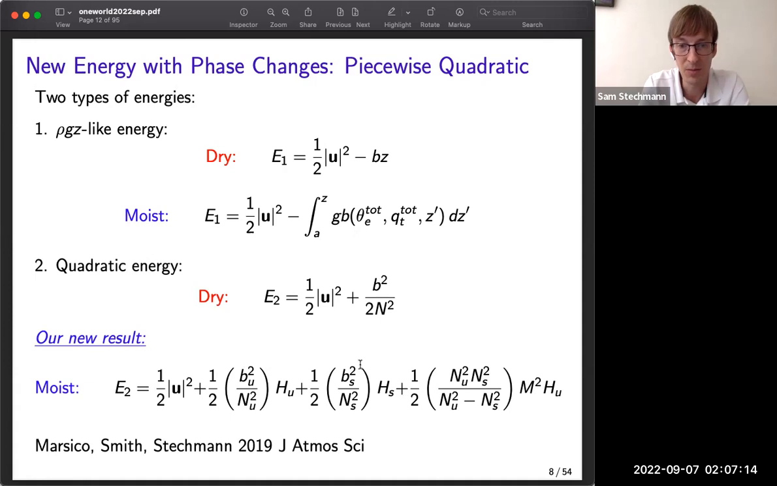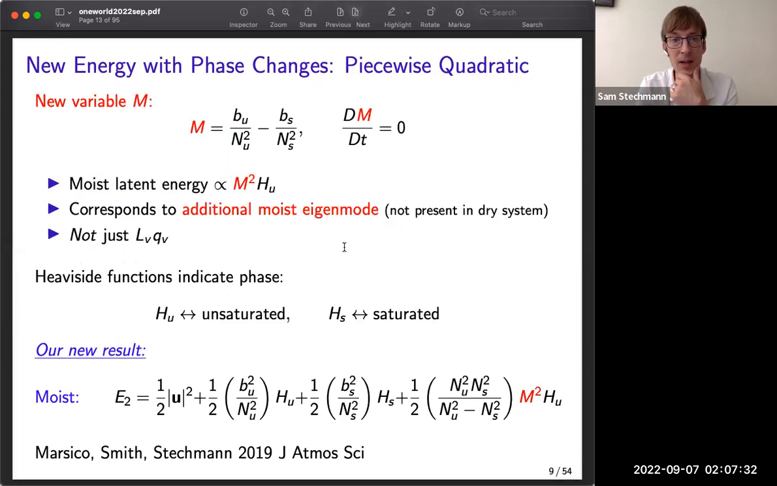And so the interesting pieces here are there's a buoyancy squared term, kind of like in the dry case, and the U and the S represent the different phases, unsaturated phase, where there's no cloud, and the saturated phase where there is cloud. And these H's are Heavisides that are indicating these different phases. And then there's this third piece. So these first two maybe would not be too surprising. Maybe the more interesting one is this third piece with this M squared.